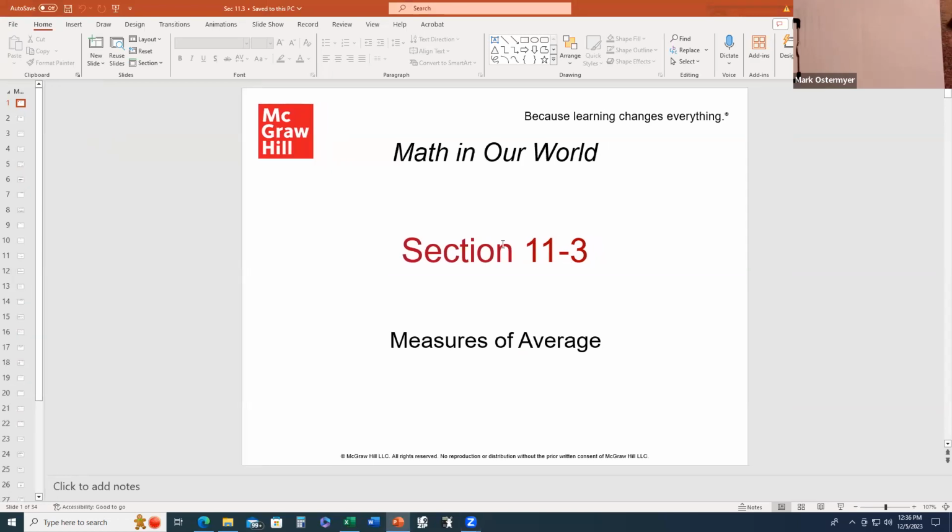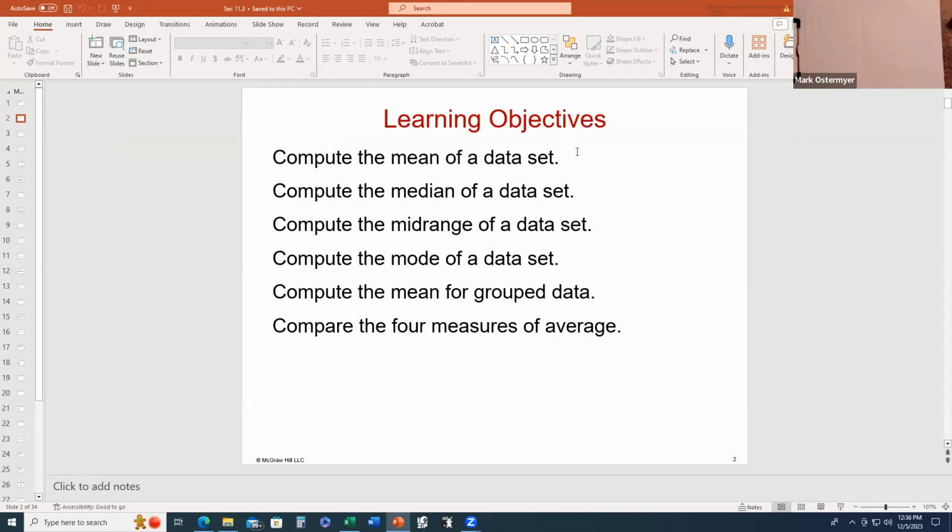Measures of average. By the time we finish this section, hopefully we'll be able to do these things. Compute the mean of a data set, the median of a data set, the mid-range of a data set, the mode of a data set, and also the mean for grouped data. Data that is presented in the form of a frequency distribution table.